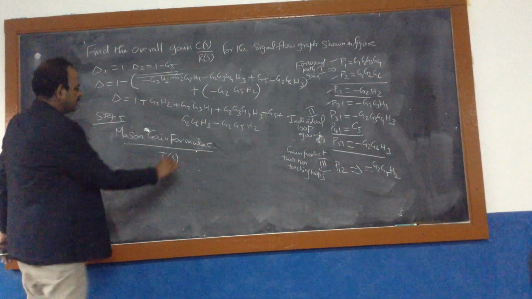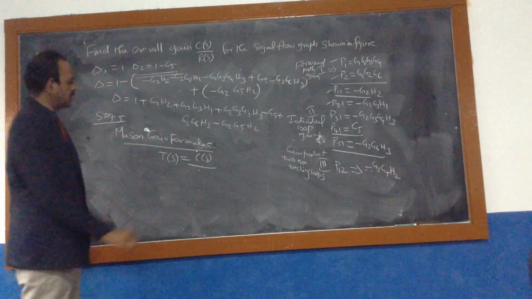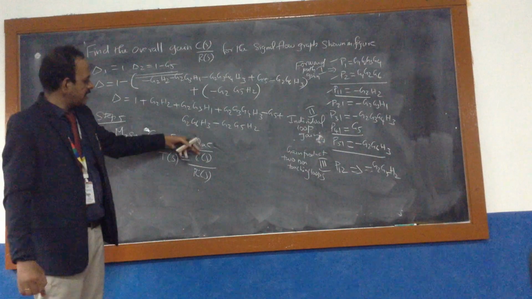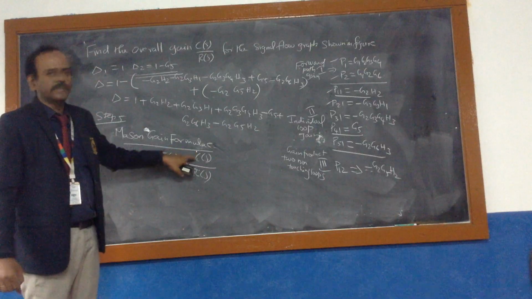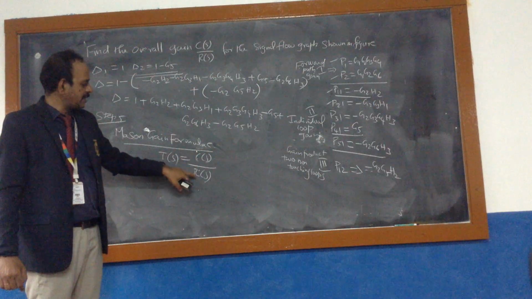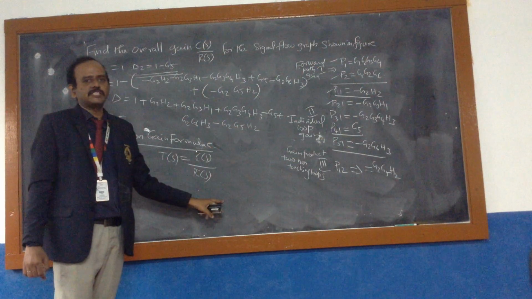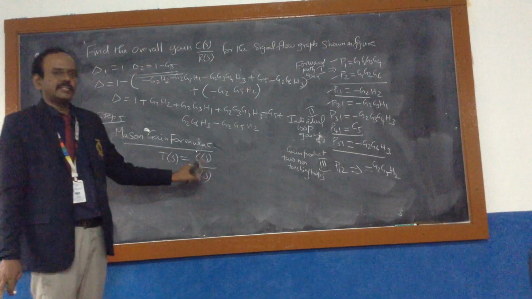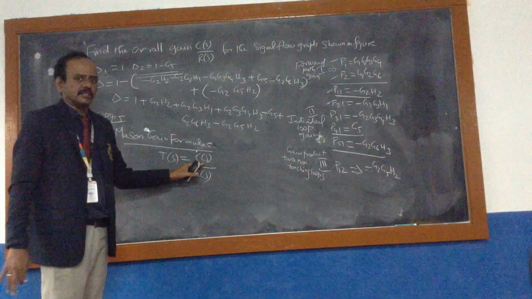So here T of S is nothing but the Laplace transform of output, C of S, by the Laplace transform of input, R of S. Thus we have found C of S by R of S. The S domain represents the Laplace transform of C of T. If we take the Laplace transform of C of T, we get C of S, and the Laplace transform of the input R of T is R of S, with zero initial condition. All the initial conditions are made zero in transfer function analysis.